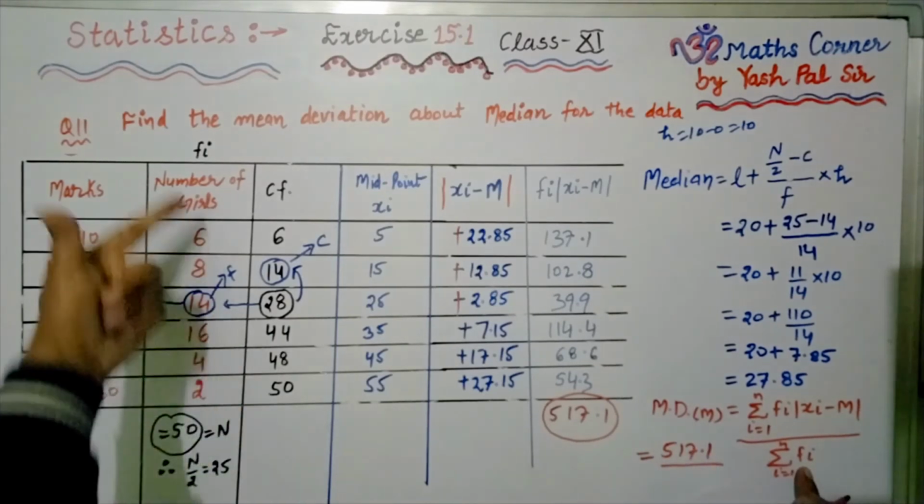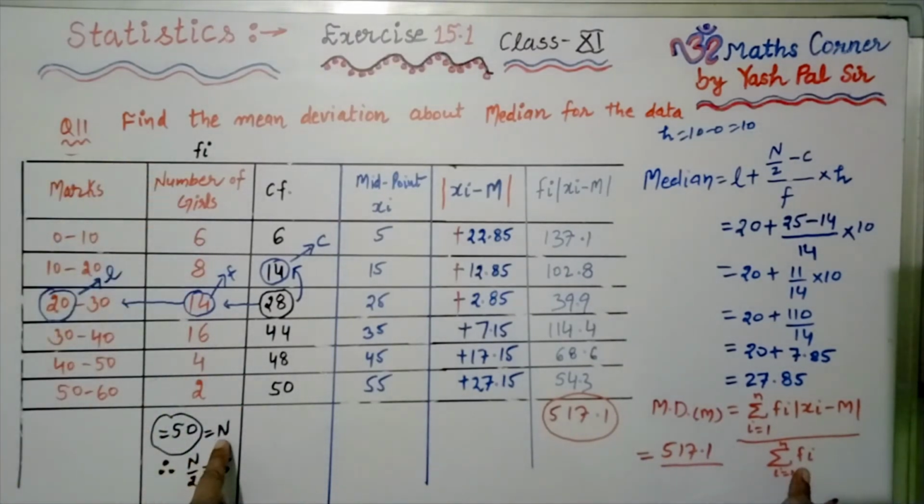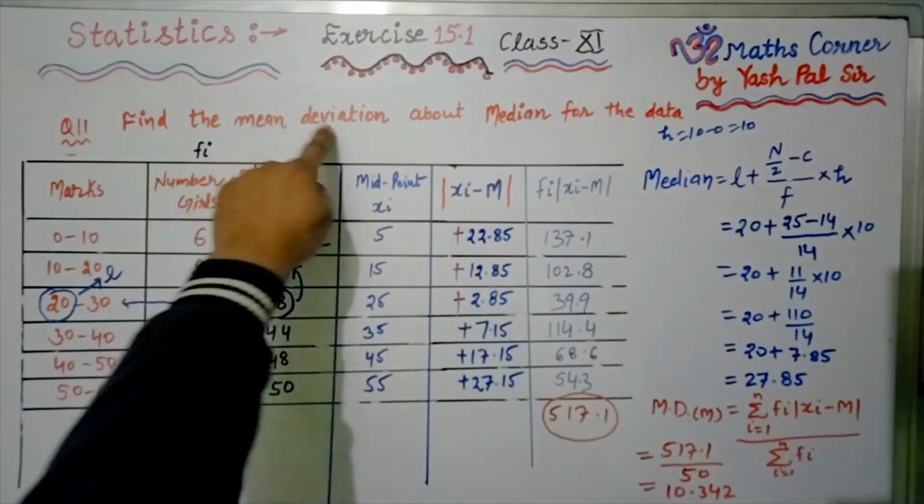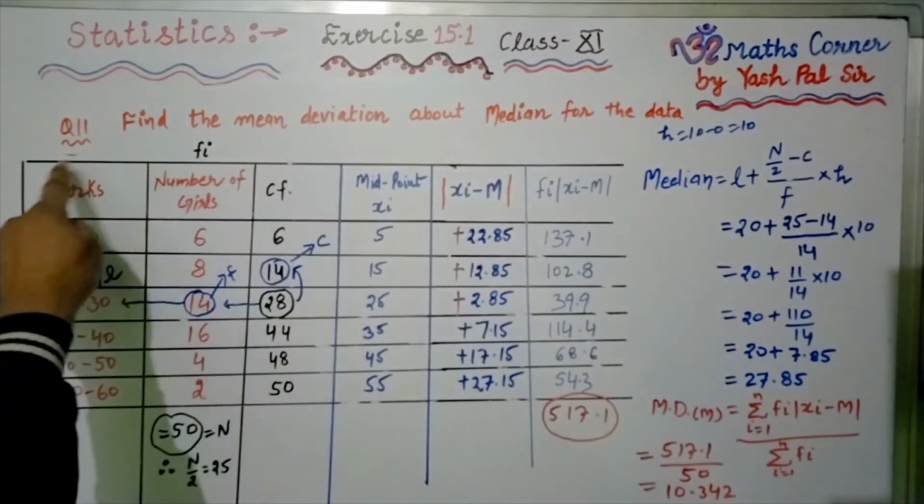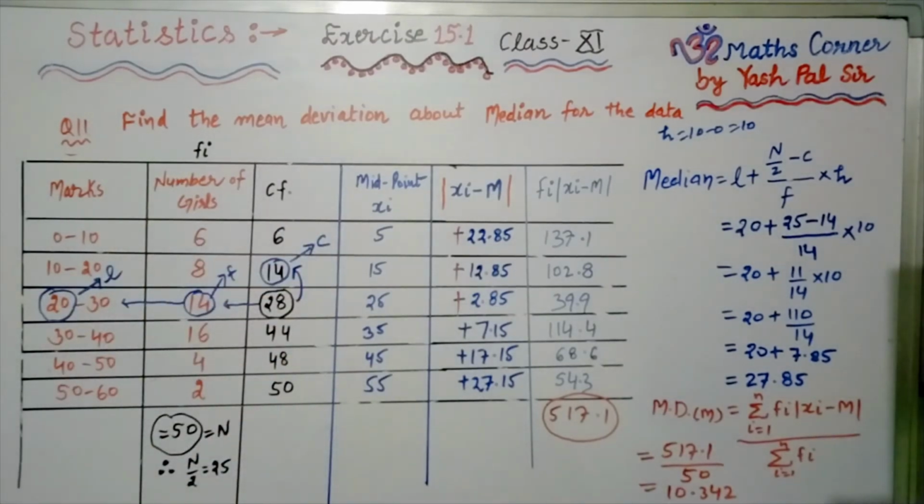So we put the value. What is the summation? This is 517.1, divided by summation of fi, which is equal to 50. We divide this number by 50. Answer is 10.342.